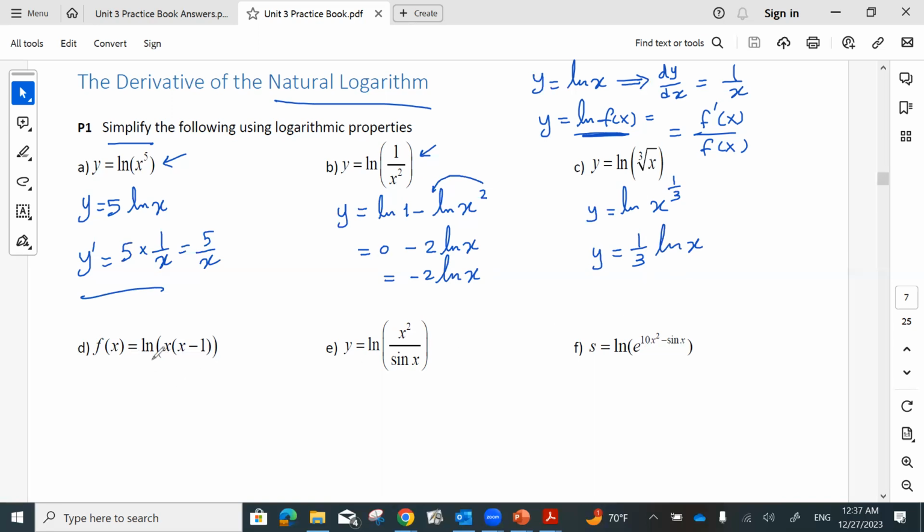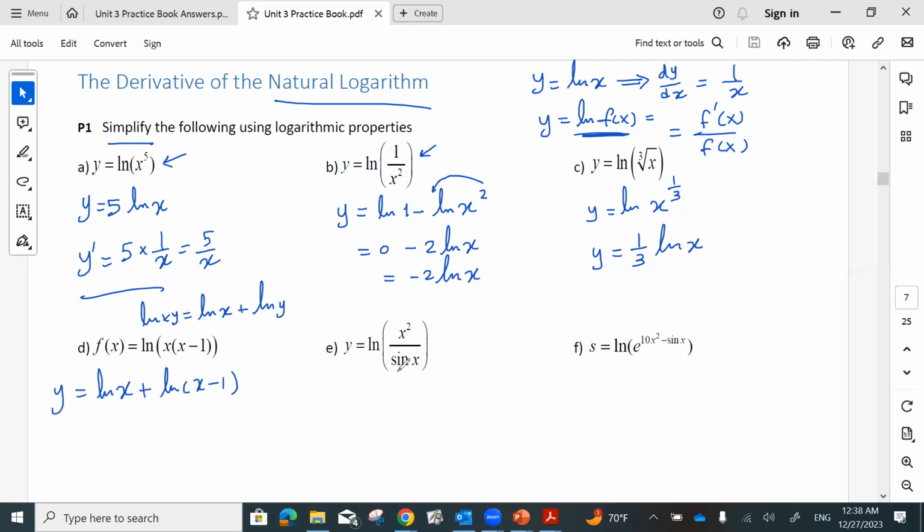This is ln of x times (x minus 1). You can make it, from the rules, ln of xy is ln x plus ln y. From the rules of logarithm function, we apply here. So this is ln x plus ln(x minus 1). Now, simply, you can derive it after that.